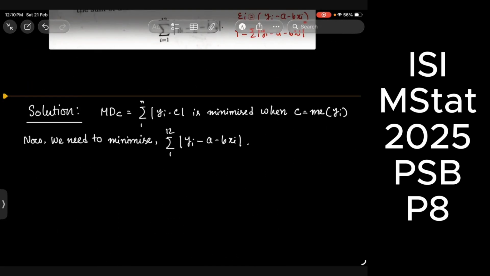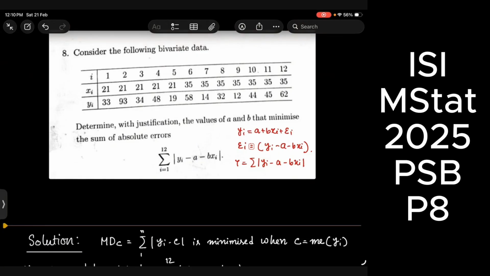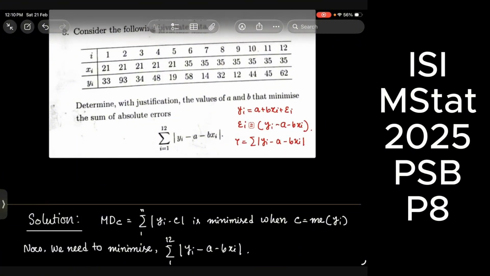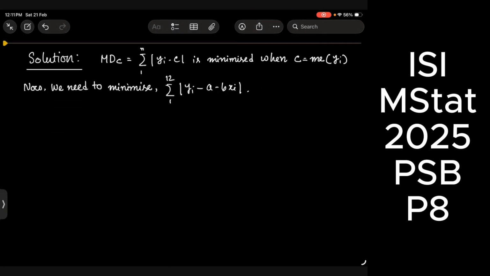Okay, so again I'm just repeating the problem. This is bivariate data with 12 observation points, and we have to just minimize the sum of absolute errors. That is, if y is related like a plus b xi plus epsilon i, which is an error term, we can write the error term as yi minus a minus b xi, right? And then we are taking the sum.